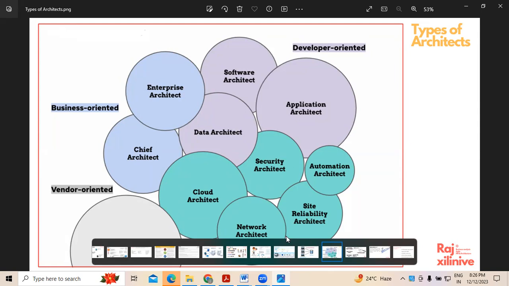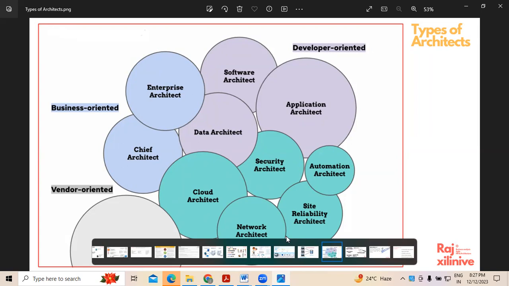So, for example, there is a network architect, right? So the network architect develops networking for the project. Whatever the network architecture, they have to prepare it. The security architect builds security for the application in order to protect against malware practices, maybe from different ways.